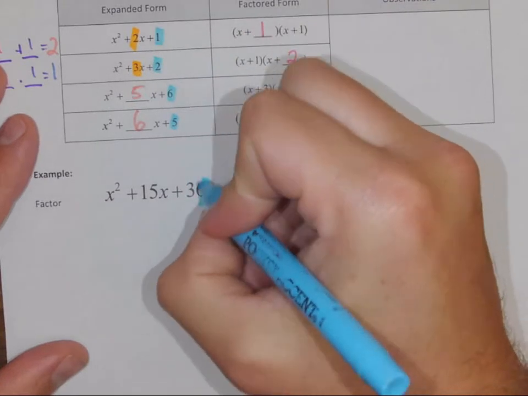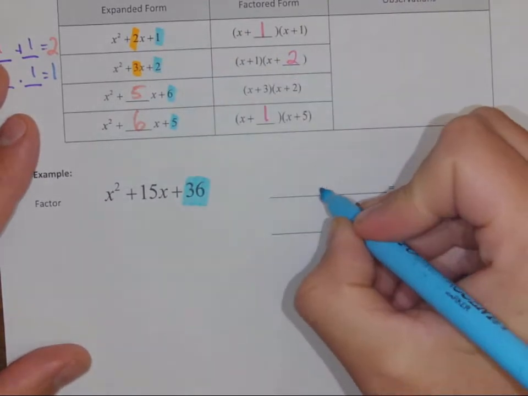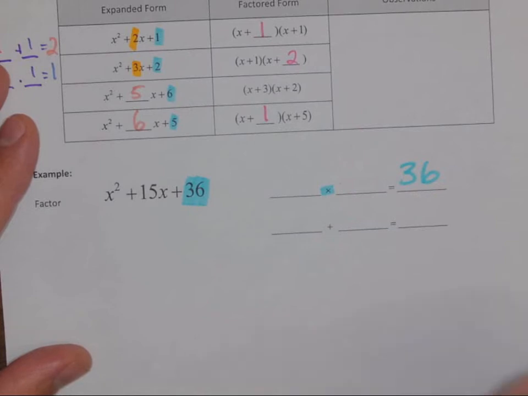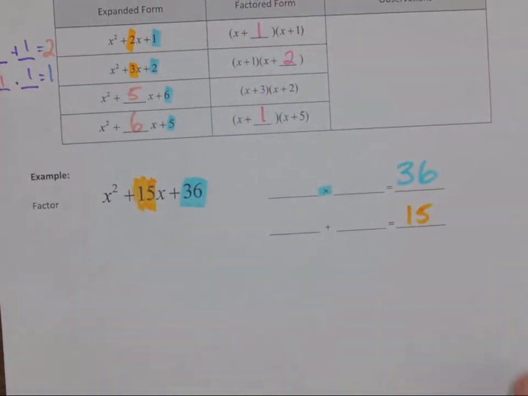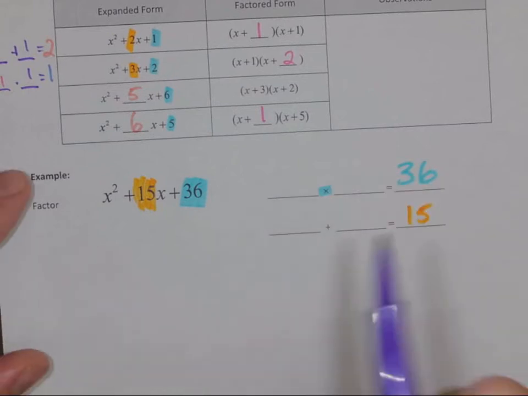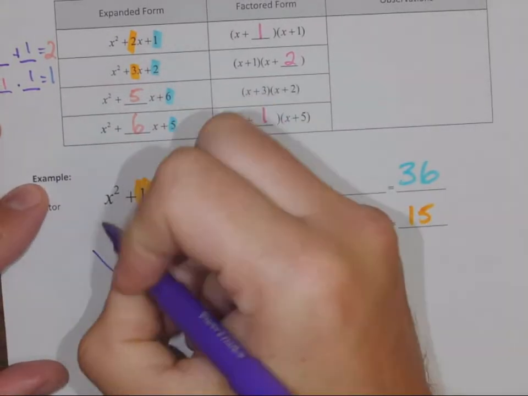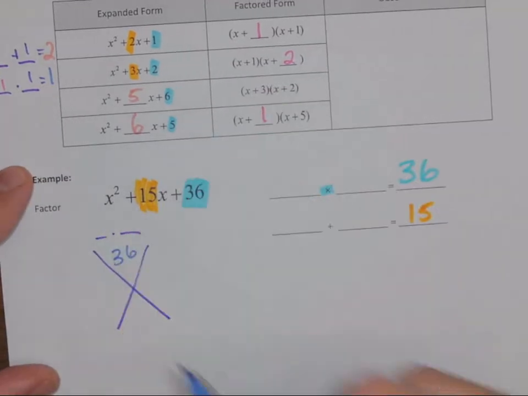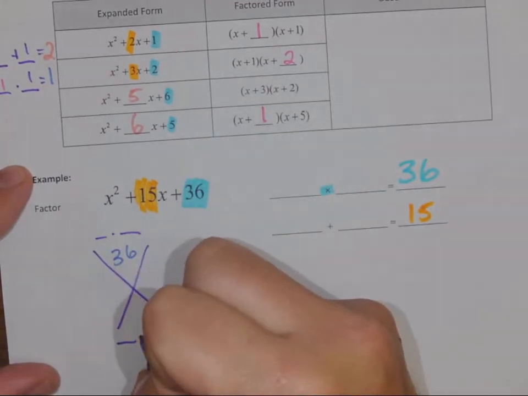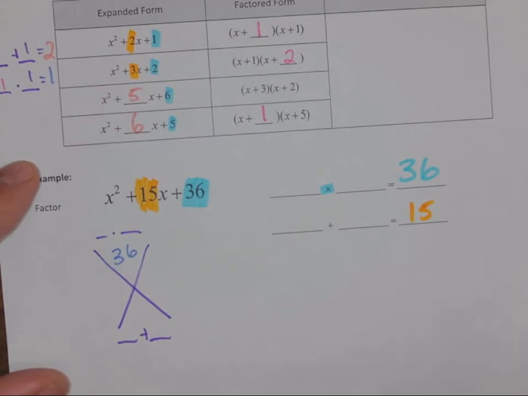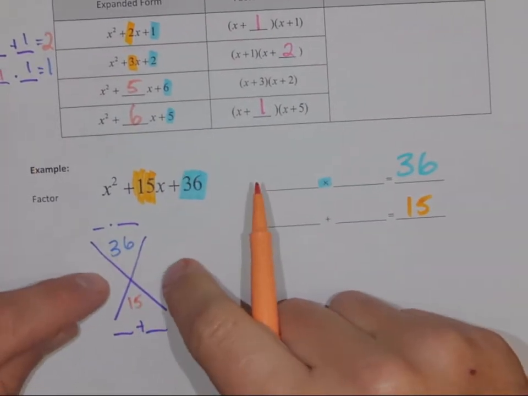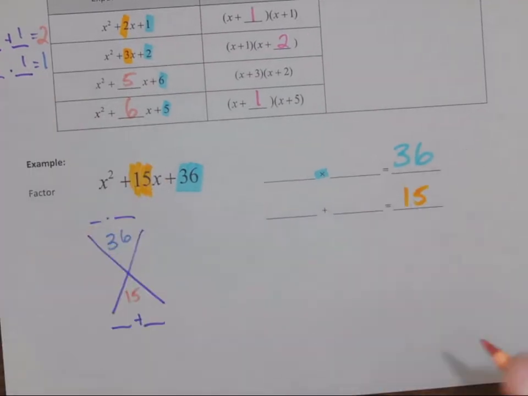We need to find two numbers that multiply to 36 and that add to 15. Instead of writing all that, I'm going to write, we need two numbers that multiply to 36 and that add to 15. They have to be the same numbers. And so those are going to be what goes there or what goes here, and how we work it out.